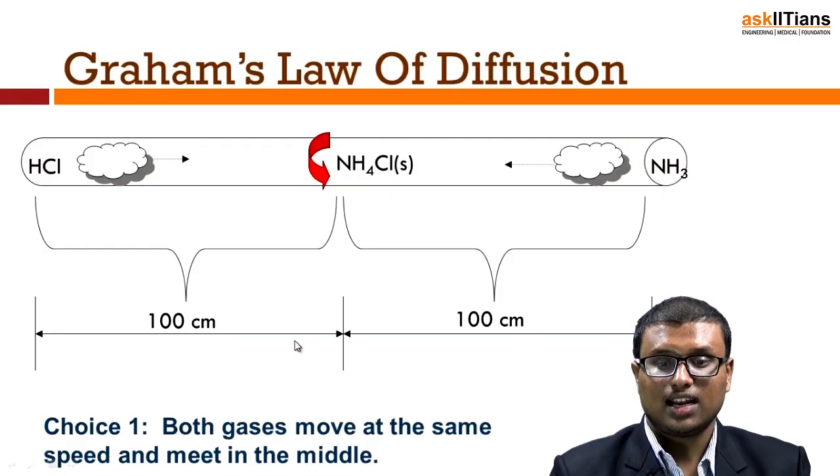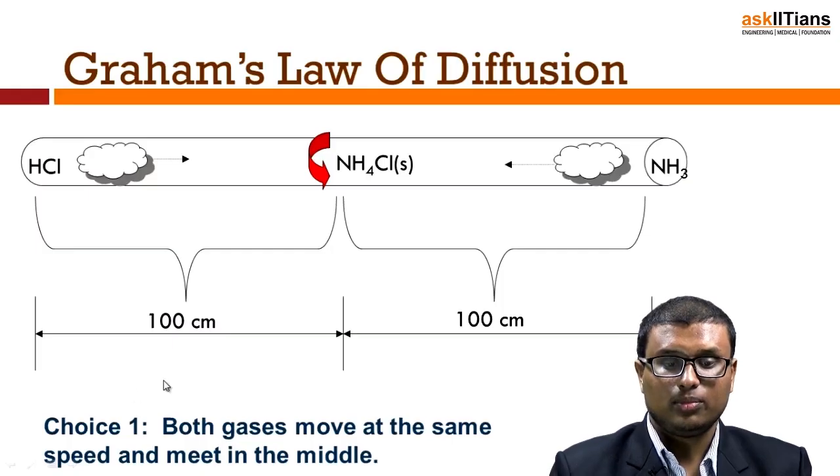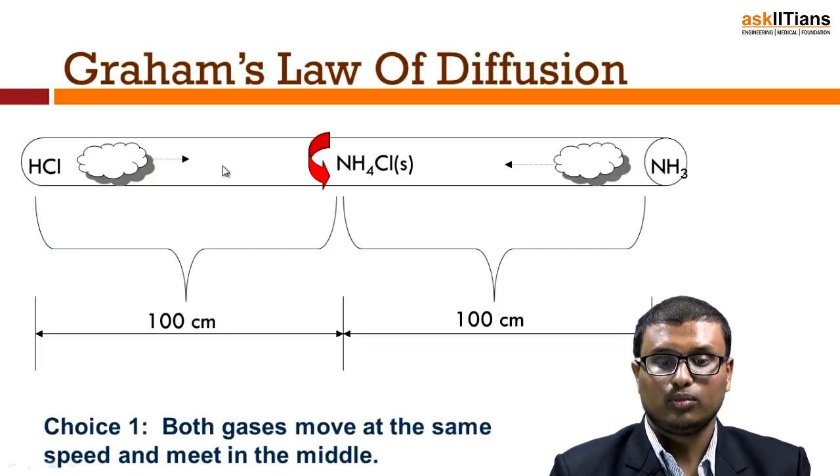You can see in this animation, for example, you have HCl and NH3. If both the gas molecules move at the same speed, what happens? Obviously they will meet at the middle, right? Because the distance is the same and the speeds are the same, the time taken will be the same, and they will meet at the center.